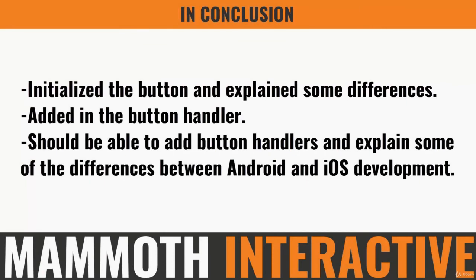In this part of the tutorial, we initialized the button and explained some differences. This involved adding in the button handler and showing that in iOS we don't need to actually initialize and declare each of the fields that we add to the layout. So by now you should be able to add button handlers and explain some of the differences between Android and iOS development, namely the button handler and the need to initialize the different fields we added to the layout in Android but not in iOS.